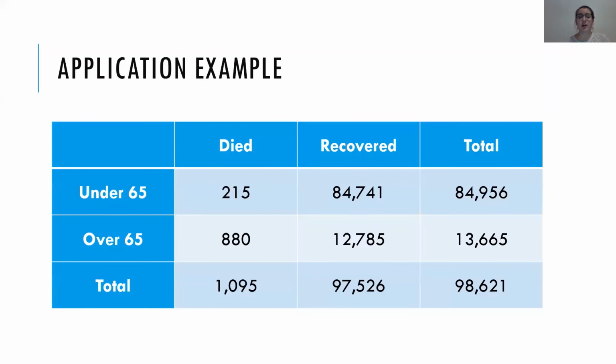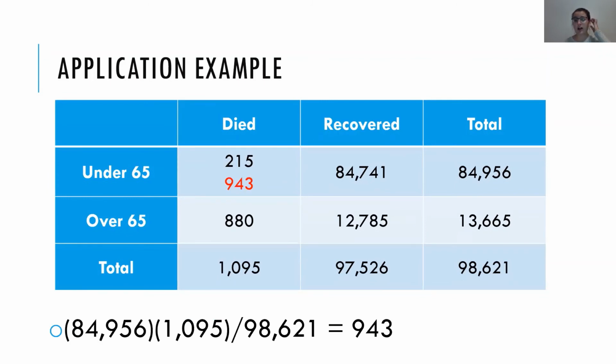This is COVID data collected by the state of Oklahoma and published online. So far, we've had 98,621 cases of COVID-19 in Oklahoma. Of those, 1,095 people have died. So we can look at the relationship between COVID mortality and age. If we expect to see some sort of relationship between age and COVID, we should expect to see different people dying at different rates depending on whether or not they're over 65 or under 65.